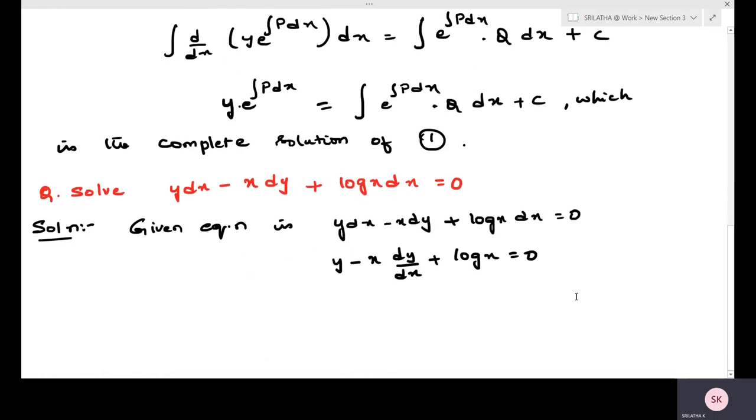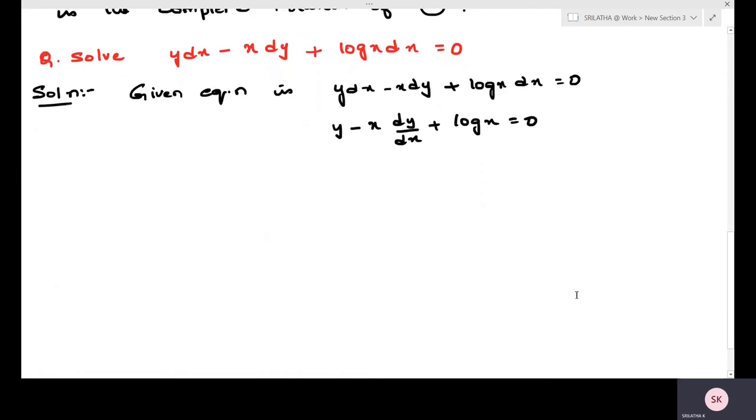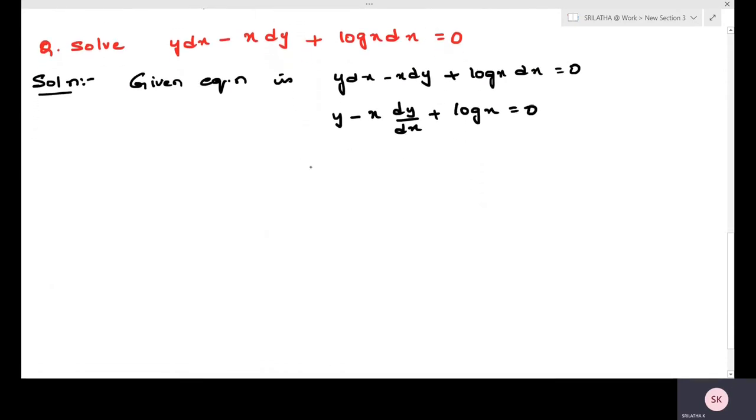Now it's not in the form, students. I have to get it into linear differential equation form. So what is linear differential equation form? Dy by dx. The first term is dy by dx. So I have x here. I'll just send it to the other side. So what will happen? y plus log x is equal to x into dy by dx.